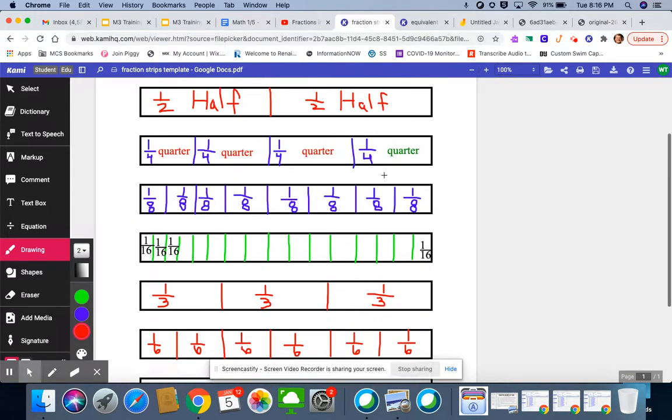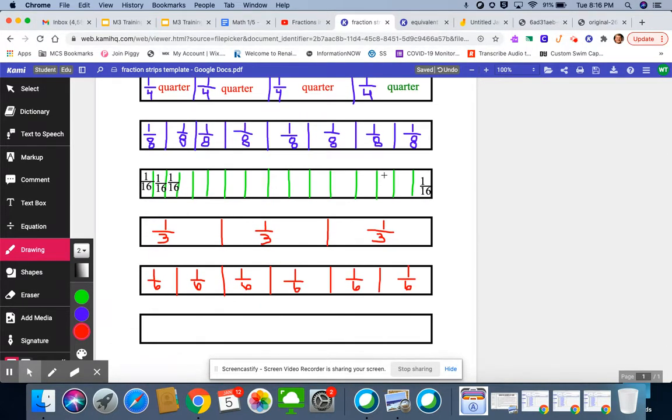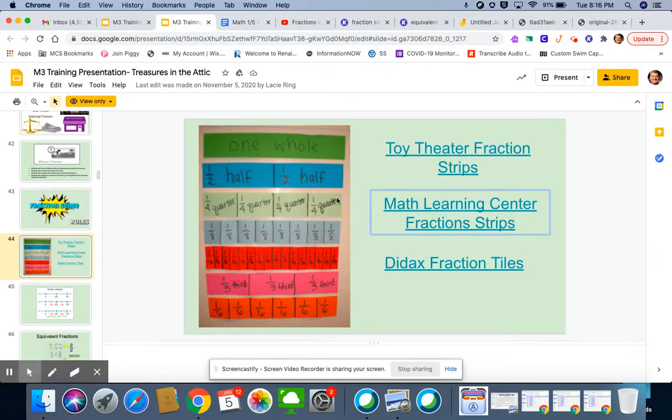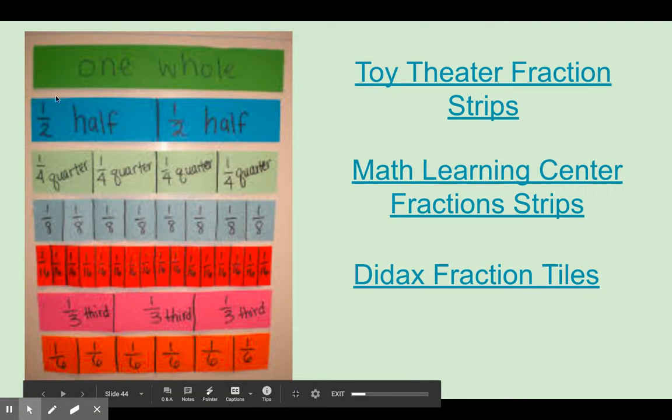So we've used 7 of the different ones. And if you look at it, they are all in order. So if I pull up this one right here, you see that we have a whole, half, quarters, 8ths, 16ths, 1/3, and 1/6.